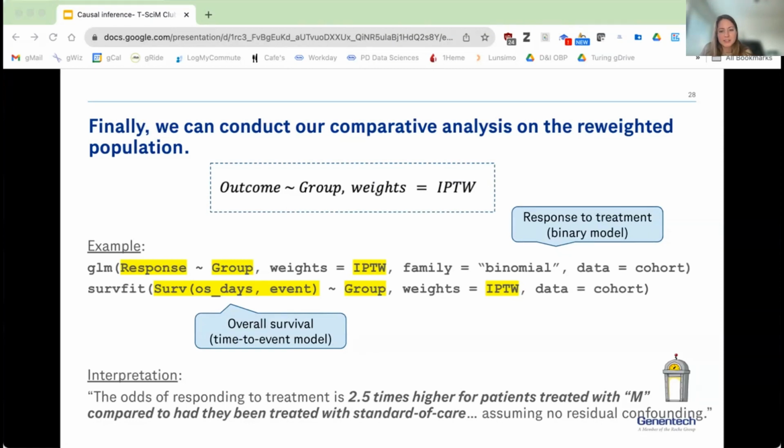So that's our time machine. We made 2 groups as similar as possible so that we can say it's almost like we went back in time and treated the same group of patients with something else. And so that's how we isolate the causal effect of drug M in this example.